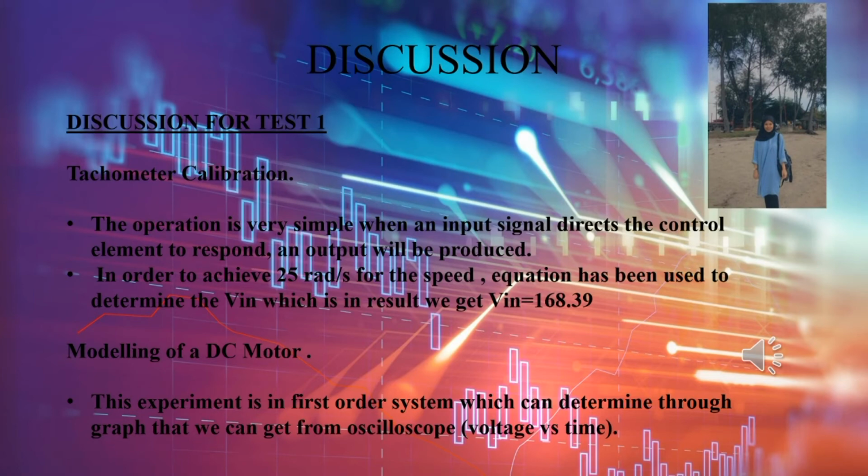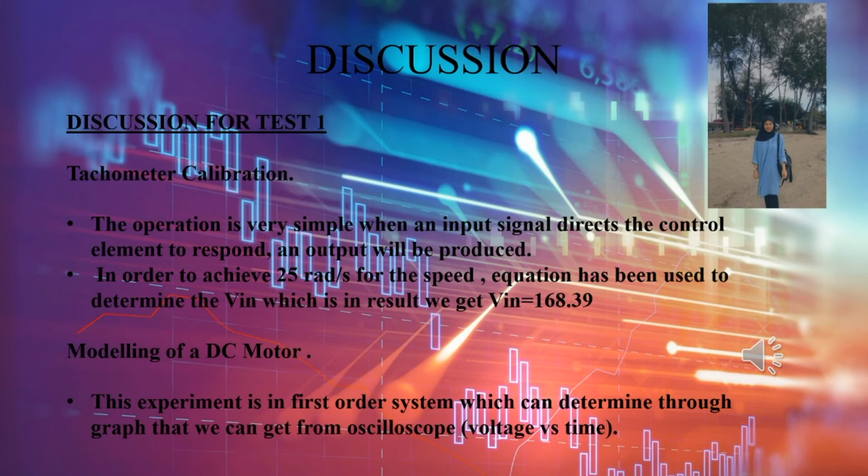Discussion for test 1. Tachometer calibration. This operation is very simple: an input signal directs the control element to respond so that the output will be produced. In order to achieve 25 radians per second for the speed, the equation has been used to determine the velocity input, which in result gives a Vin of 168.39 volt.